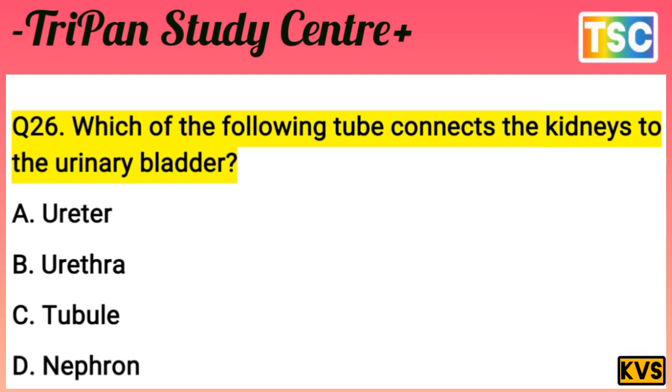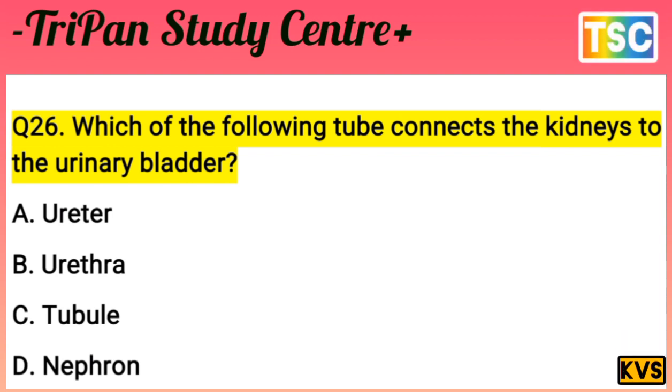Ureter, B. Urethra, C. Tubuli, D. Nephron. The question is very interesting. Ureters are narrow tubes that carry urine from the kidney to the bladder. The ureter is a tube that connects the kidney and the urine bladder. It means option A is correct.